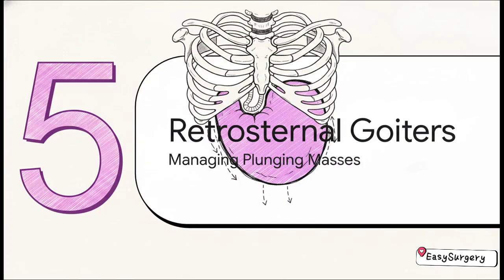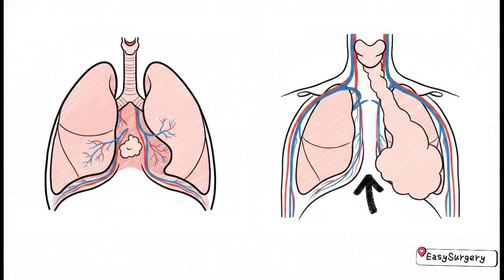Section 5. Managing retrosternal goiters. Finally, let's talk about what happens when these structural goiters decide to dive down below the collarbone. So, a retrosternal goiter goes behind the sternum and right into the mediastinum. The big distinction here is where it actually started. Primary retrosternal goiters are pretty rare, only about 10% of cases. They arise from ectopic tissue already in the chest, so they get their blood supply from mediastinal vessels.